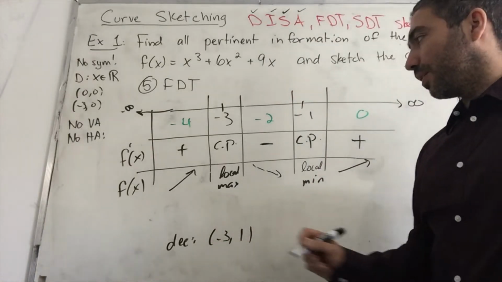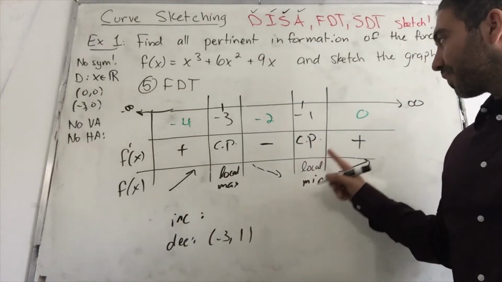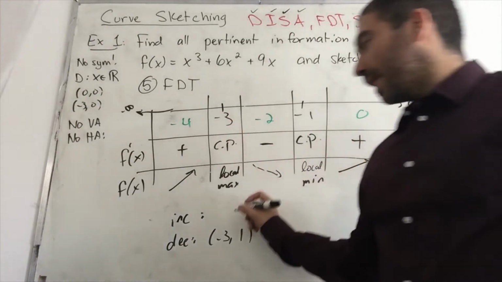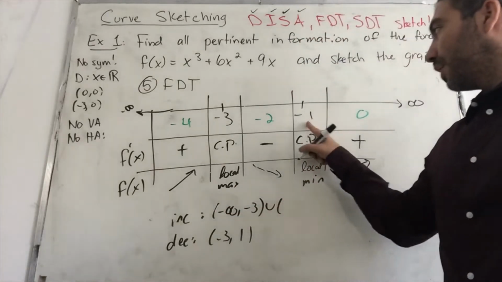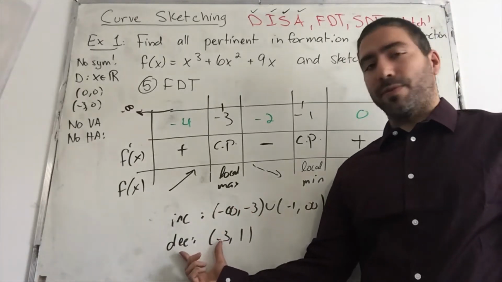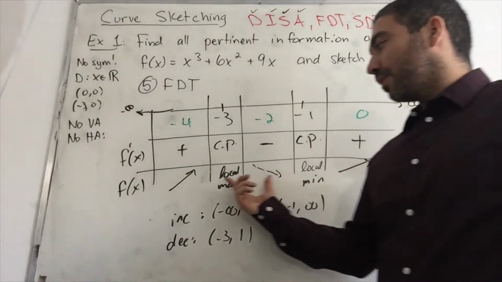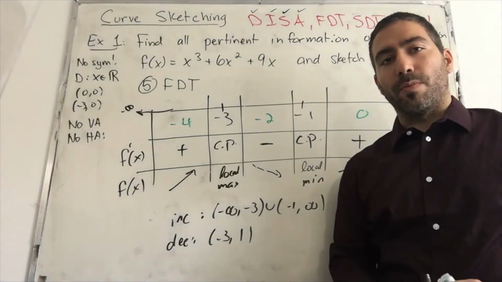And it's increasing on the interval from -infinity to -3 union -1 to infinity. Okay. So we found the interval for which the function increases and decreases, and we found that at -3 we have a local max, and at -1 we have a local min.